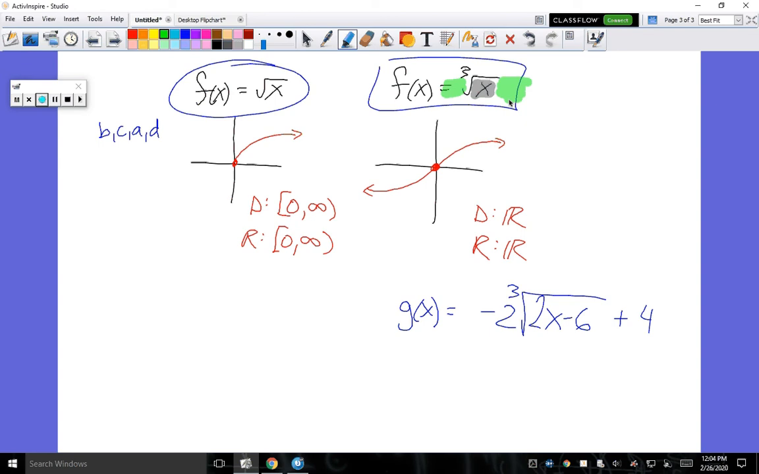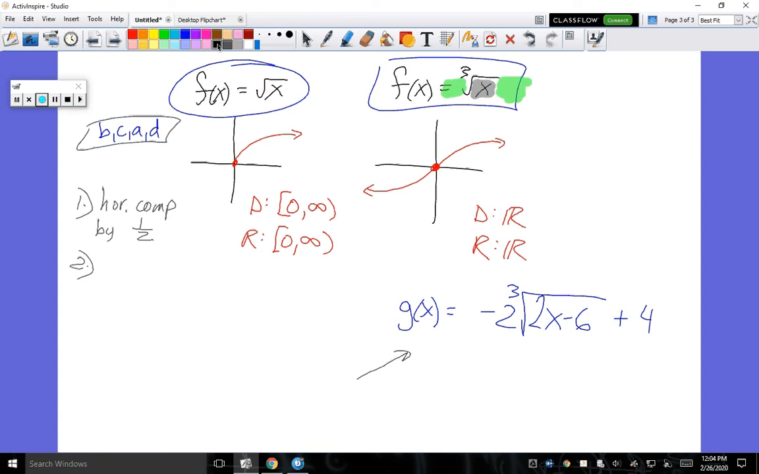Looking at my example over here, can someone tell me in BCAD order what happens first over there? Horizontal compression by what? By 1/2. Yeah. Second, what transformation do y'all see happening over there? Shift to the right 3.